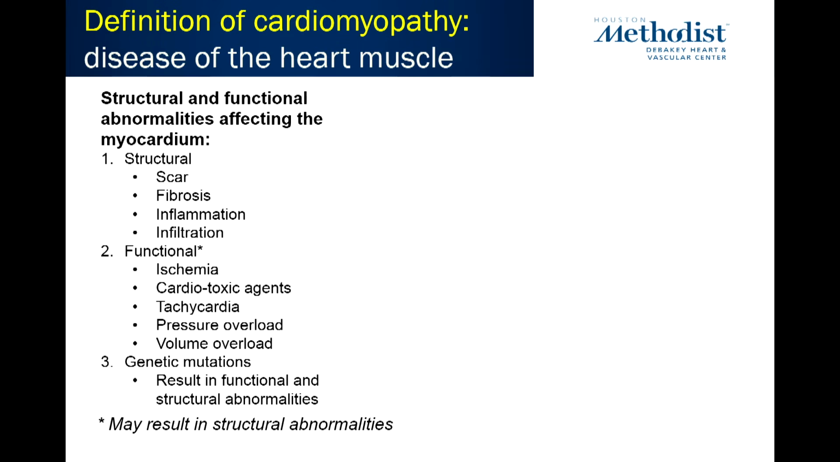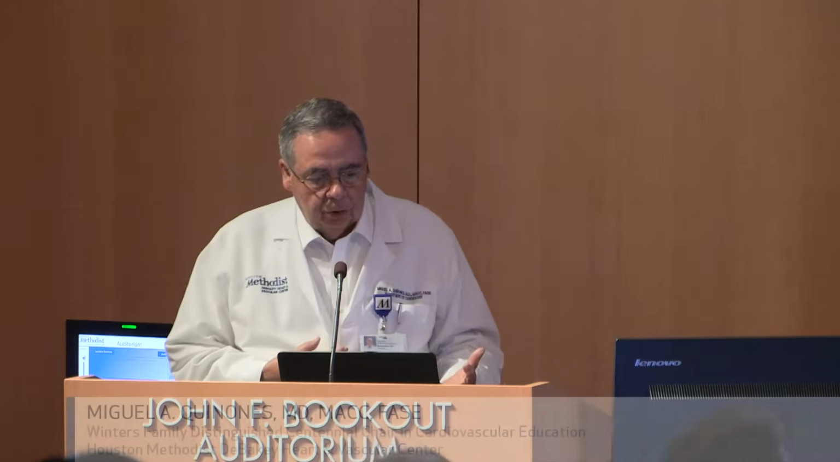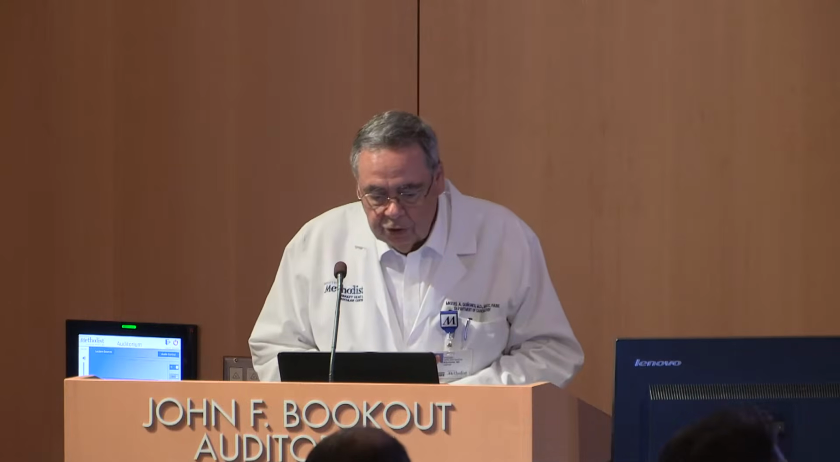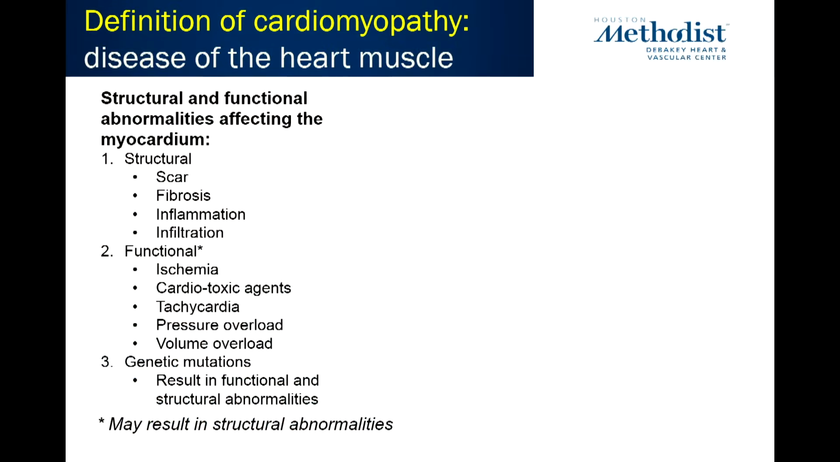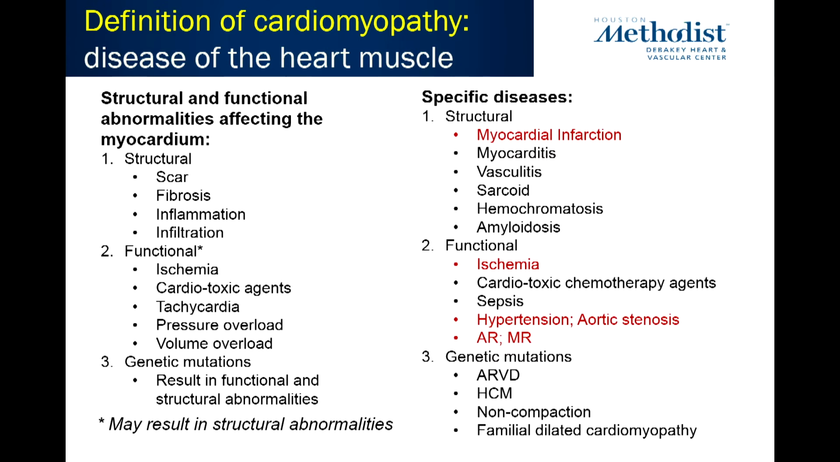This is thinking in terms of structural and functional abnormality. So in the structural side, you have the fibrosis, the scars, the inflammation, the infiltrations. In the functional side, you have ischemia, cardiotoxic agents, tachycardia-induced cardiomyopathy, pressure volume overloads in valvular diseases. And then in the genetics, you have all the different types of mutations that can produce structural and functional changes.